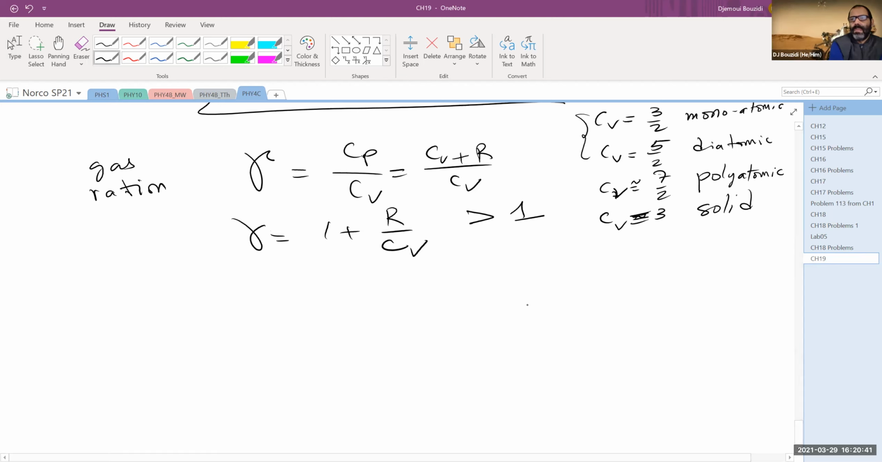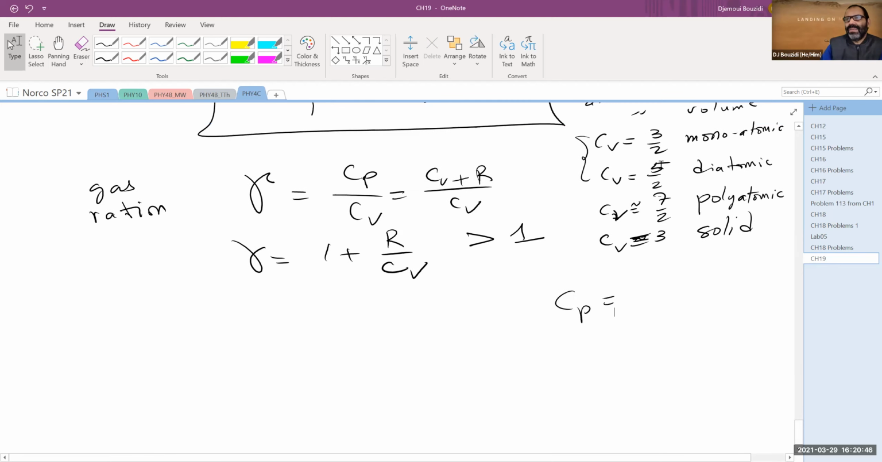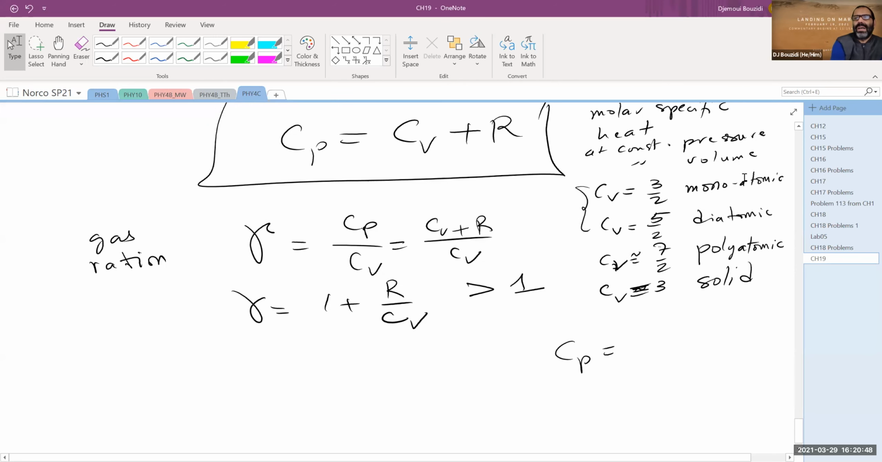CP, first of all, for a monoatomic gas, I have 3/2. I'm sorry, I forgot the R in here. There is an R everywhere, okay? There is an R in here too. So CP is actually equal to CV, which is 3/2 of an R, plus 1, which is going to be 5/2 of an R for a monoatomic gas.